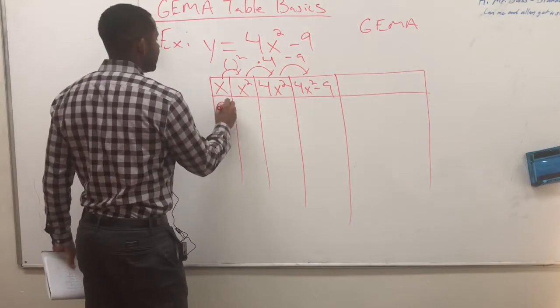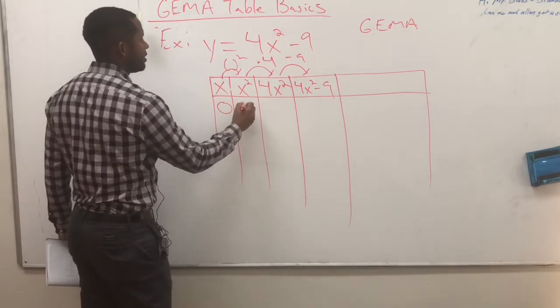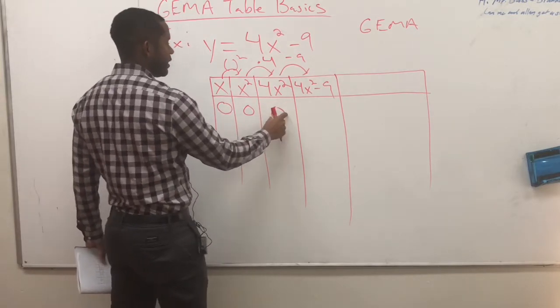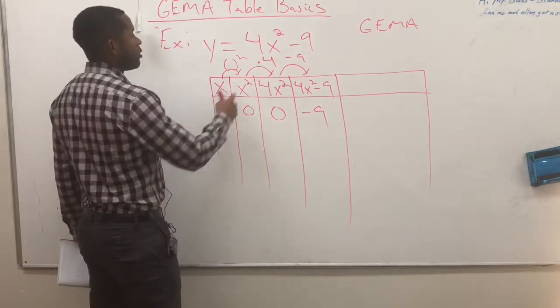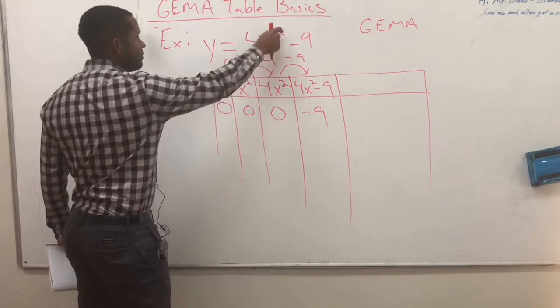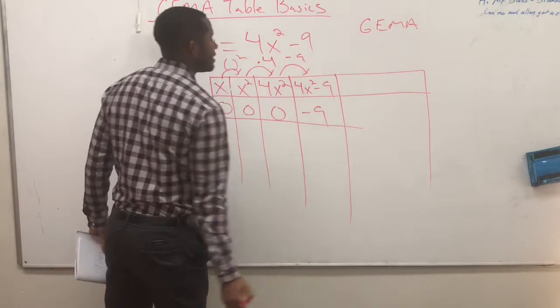So let's say x is 0. But here's the really cool part, right? Well, 0 squared is 0. 0 times 4 is 0. And 0 minus 9 is negative 9. So if x is 0, y is negative 9. I could show that: 0 squared, 4, negative 9. All right?